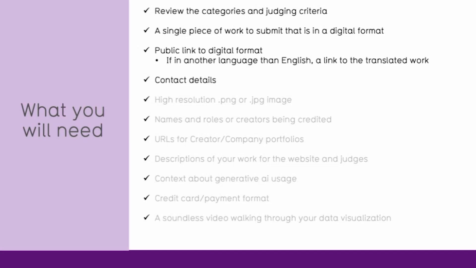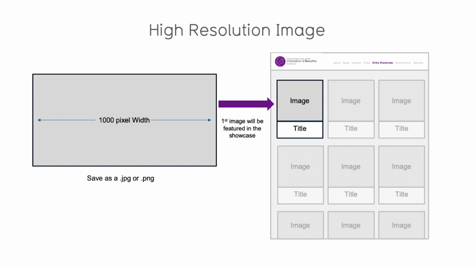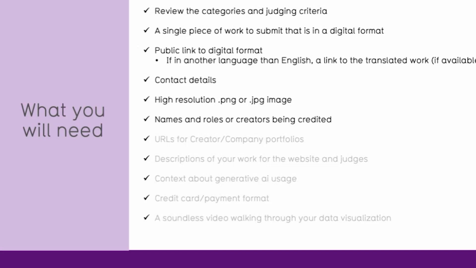You need a high resolution PNG or JPEG file. It needs to be at least 1,000 pixels of width, and it should be a JPEG or PNG. This needs to accurately represent your work. This will be showcased on the website. You can include more than one image, but only the first one will be used as the thumbnail and be featured on the showcase.